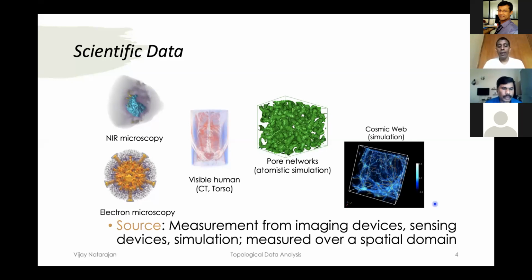Again, data that we are interested in is scientific in nature. And what I mean by scientific is that the data is measured over a spatial domain. In all these cases, on all the pictures that you see here, the spatial domain is just R3, just Euclidean space. By the way, all the pictures that you see here are results of visualizations that we have created during the past, except in a few situations where I have given due credit.